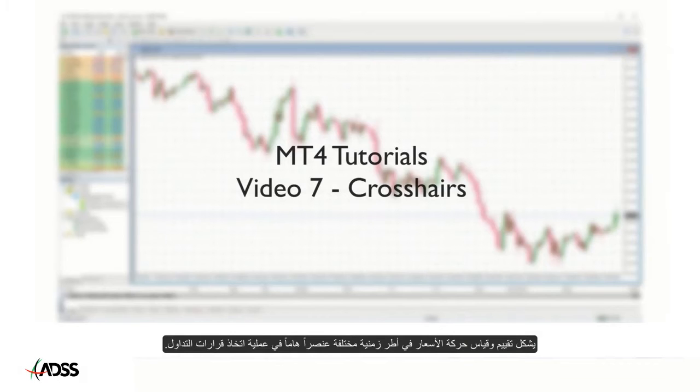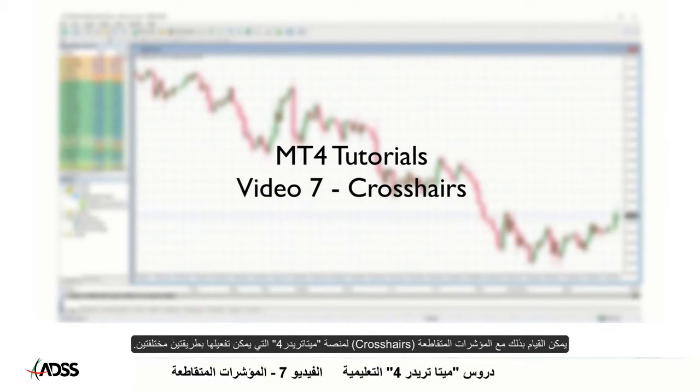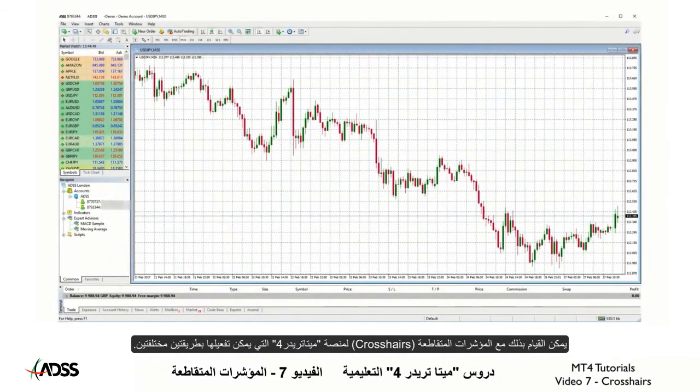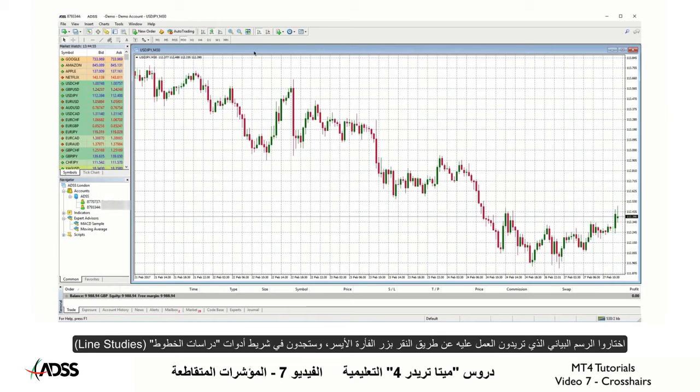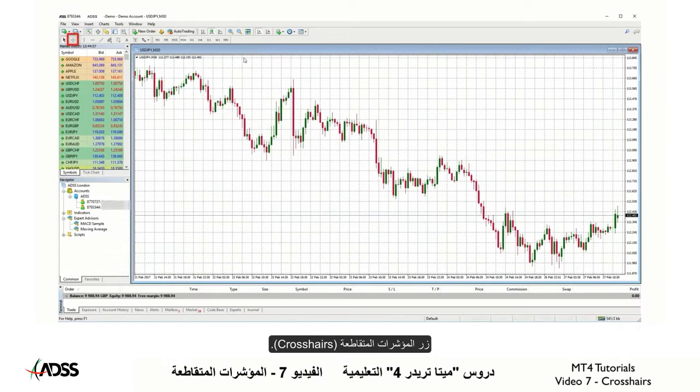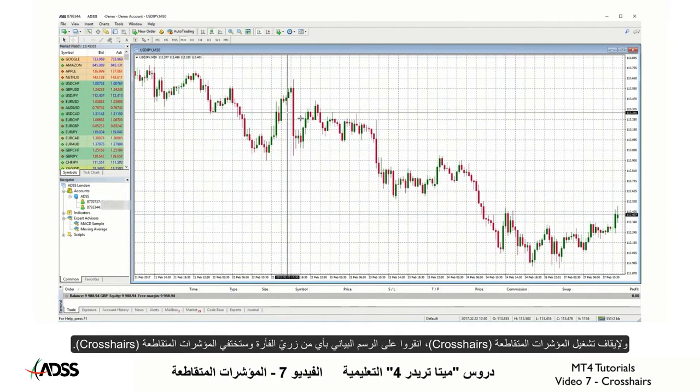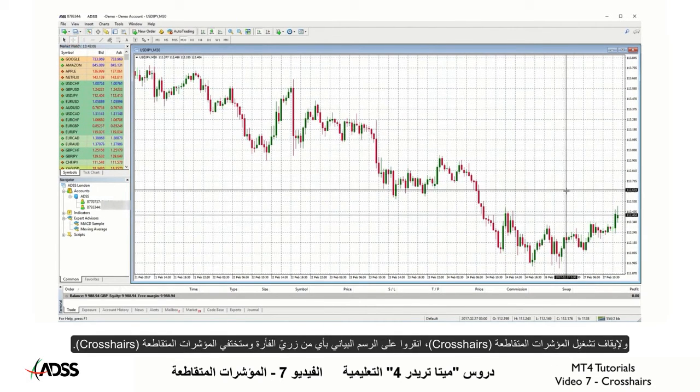Evaluating and measuring price movement on different time frames is an important element in making trading decisions. You can do this with MT4 crosshairs, which can be activated in two different ways. Select the chart with which you would like to work by left-clicking your mouse, and on your Line Studies toolbar, you will see the Crosshairs button. Click here to activate it and return to your selected chart. To turn off the crosshairs, just click either mouse button on the chart and the crosshairs disappear.